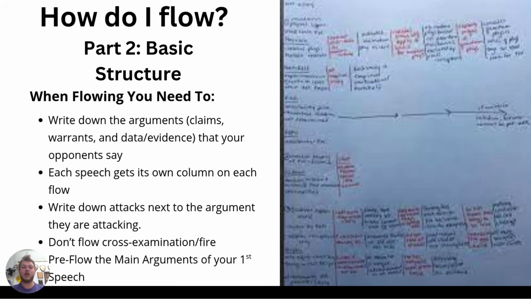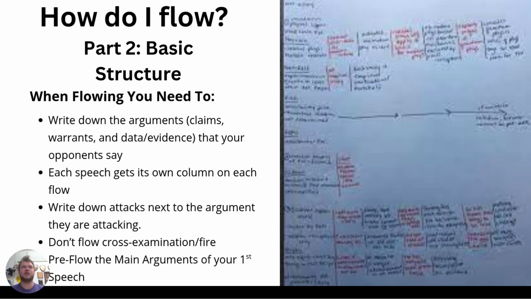Another good thing to do is, before you go into a debate, pre-flow your team's first speech in the first column of one of your pieces of paper. That way, if you are a first speaker, you don't have to try and write down your speech after you give it, because you can't write it down while you're talking, whereas everybody else is writing down your speech. So especially for first speakers, it's important.